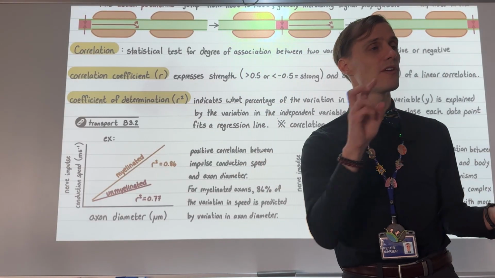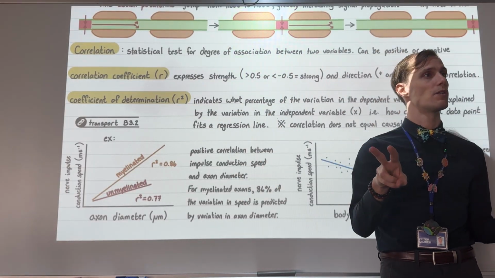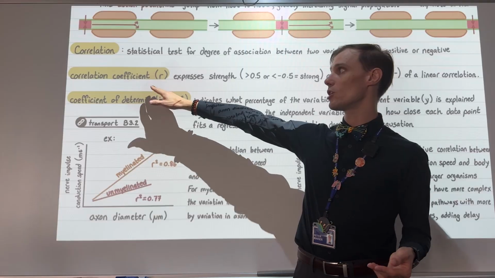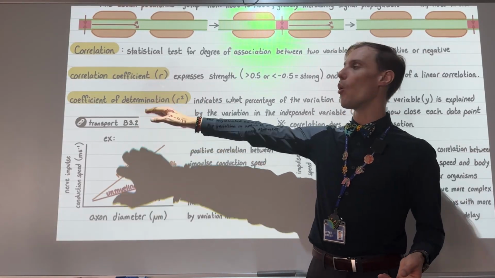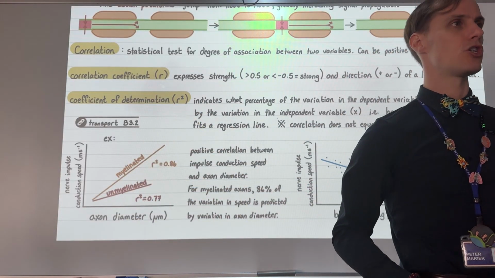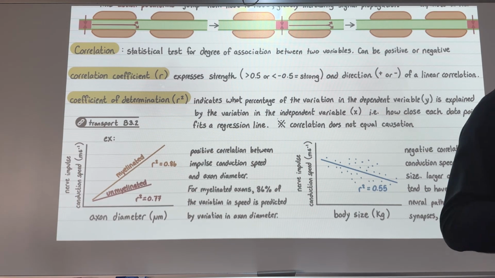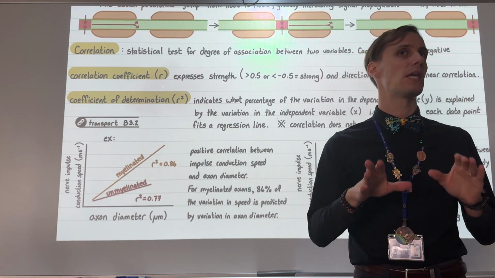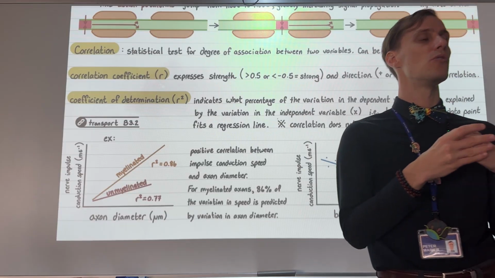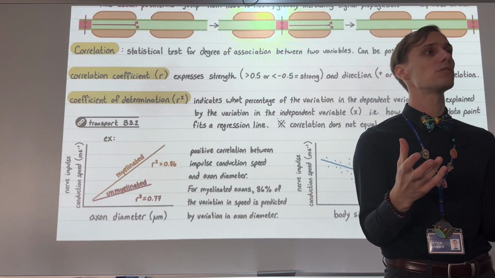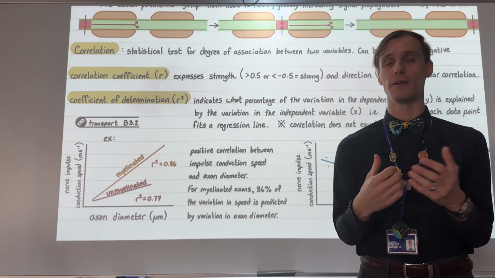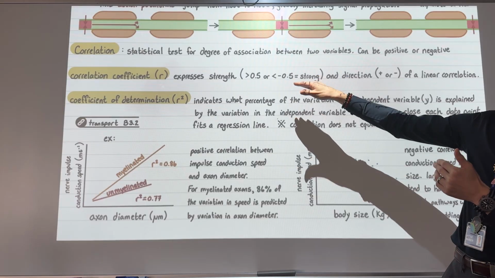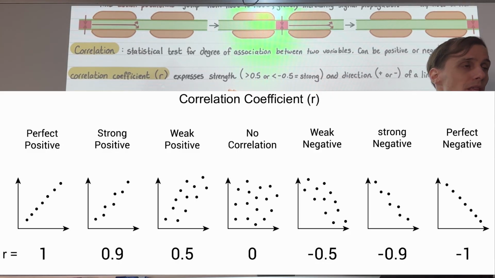So there are two different ways that we can quantify a correlation, that being the correlation coefficient, R, or the coefficient of determination, R squared. Now, these two values are similar, but they do not do the same thing. And I want to try to explain to you how they can be used and what the difference between them are.